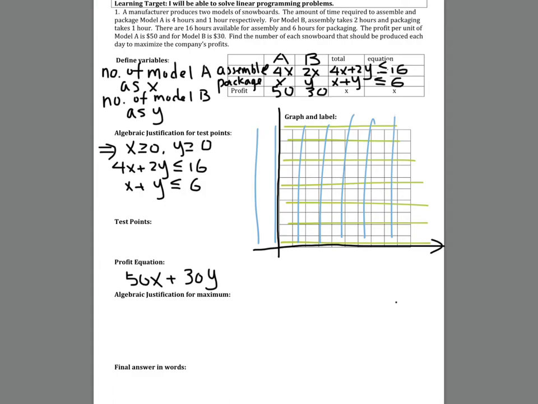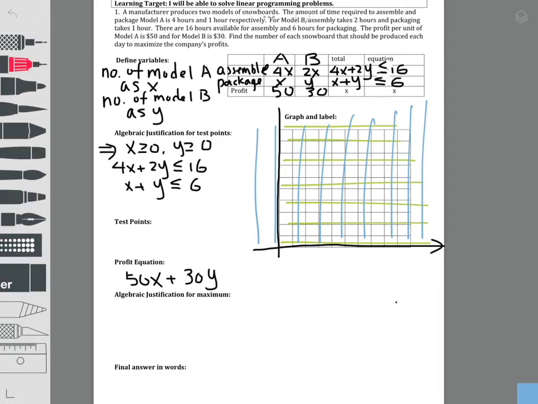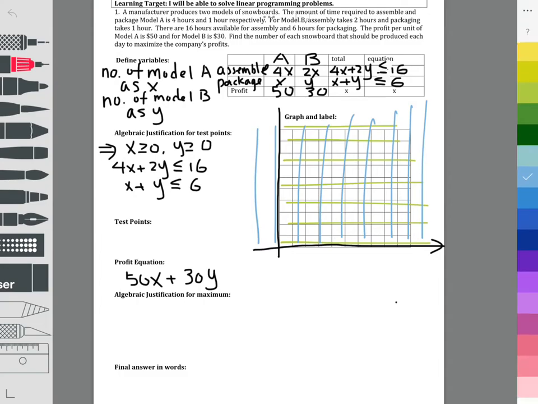And this time, as you can see, we are limited to the first quadrant again, followed by 4x plus 2y less or equal than 16. So this is in standard form. Maybe I should use the x-intercept and y-intercept. That would be easier. So when x equals 0, y is 8. When x equals 0, y is 8. So 1, 2, 3, 4, 5, 6, 7, 8.